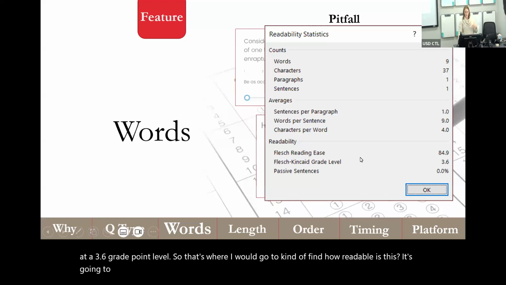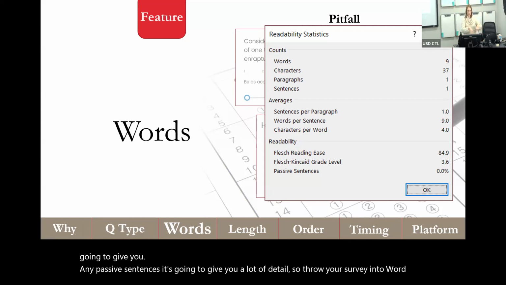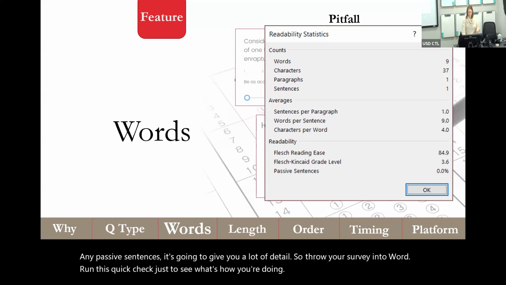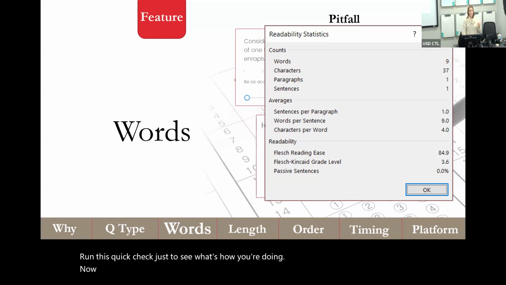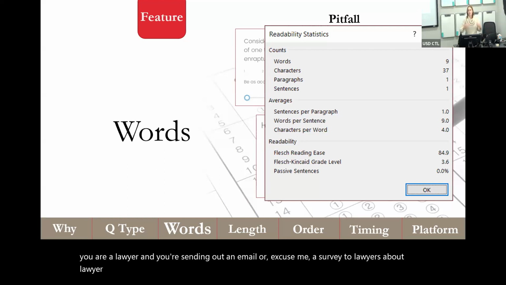It's going to give you any passive sentences. It's going to give you a lot of detail. So throw your survey into Word, run this quick check just to see how you're doing. Now, that's not to say that you won't have very big words that you need to ask. For instance, if you are a lawyer and you're sending out an email or a survey to lawyers about lawyer things, there are going to be words that are very obvious for what you're doing. Yes, you can ask that question.